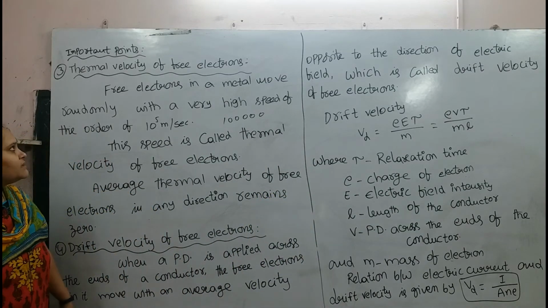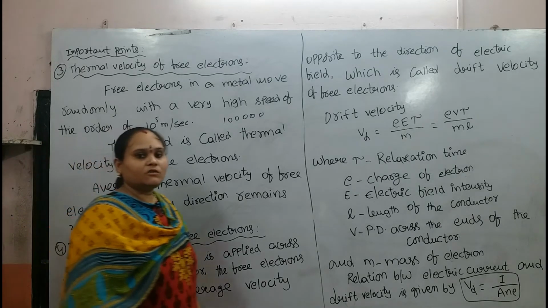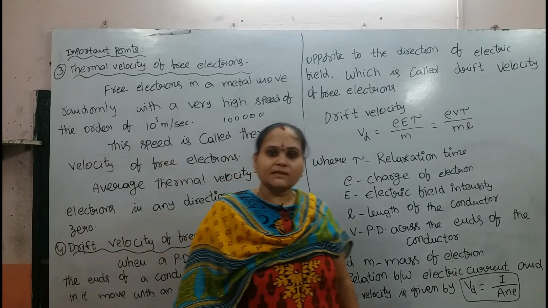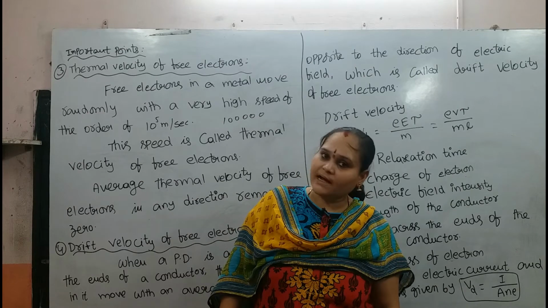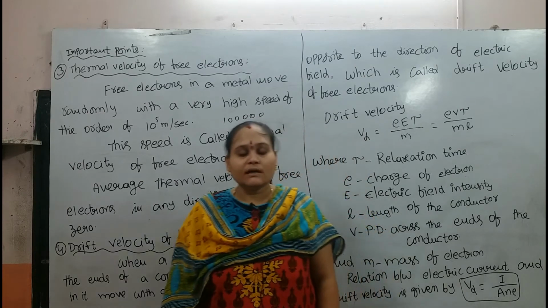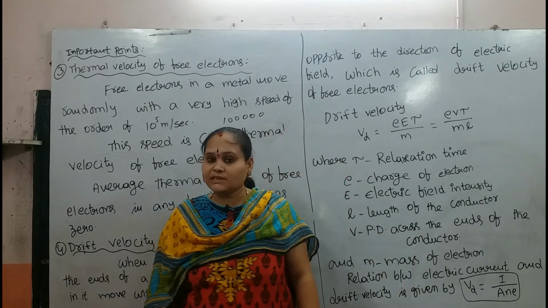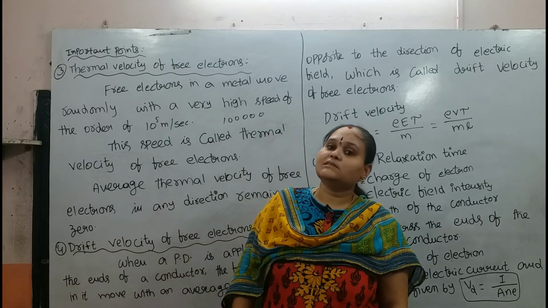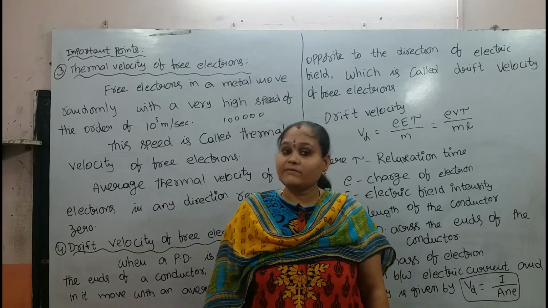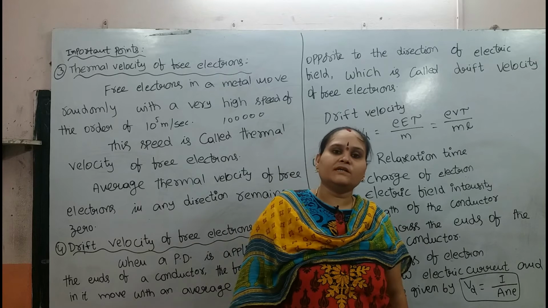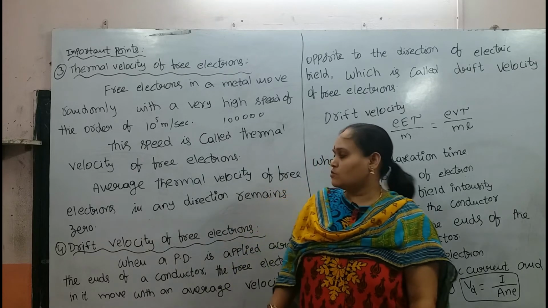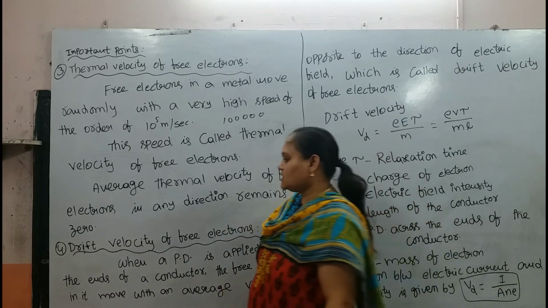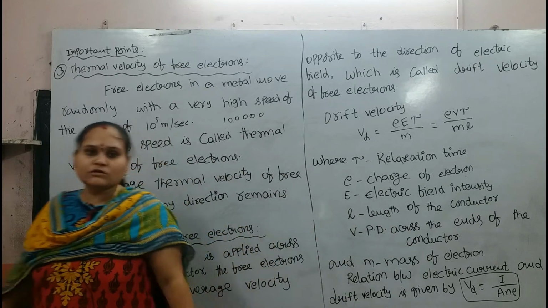So what is meant by thermal velocity of a free electron? The free electrons in a metal move randomly with a very high speed of 10 to the power of 5 meters per second. That is nothing but the thermal velocity, but the average thermal velocity of any free electron is nothing but 0. Next one is the drift velocity.